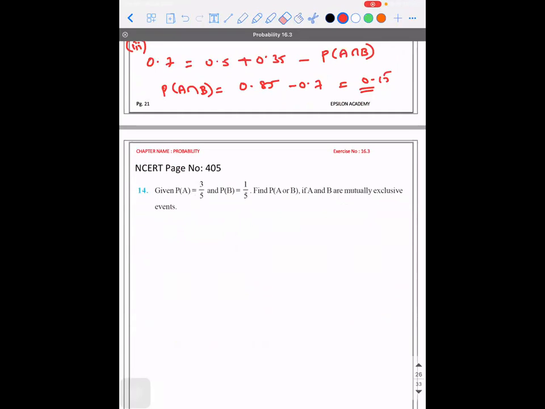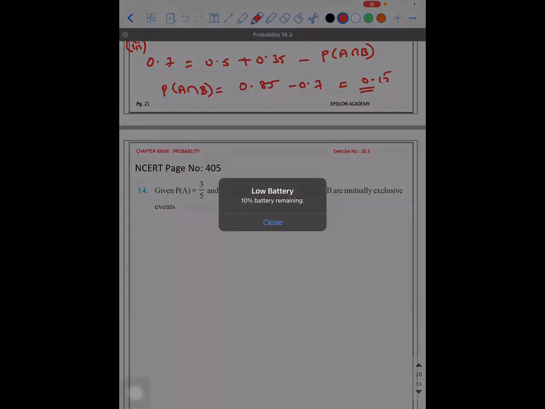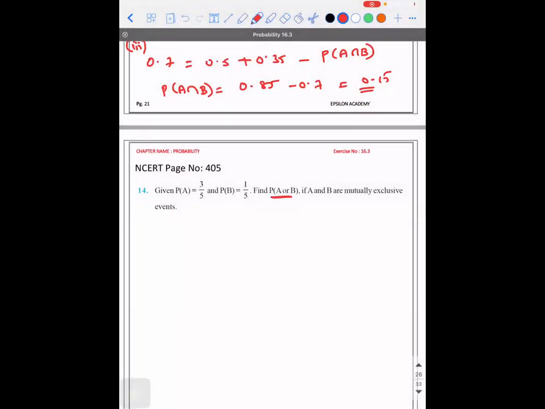So P of A is 3 by 5, P of B is 1 by 5, and A and B are mutually exclusive. So since P of A intersection B is 0, P of A union B will be equal to P of A plus P of B. How much is that? 3 by 5 plus 1 by 5, that will be 4 by 5.